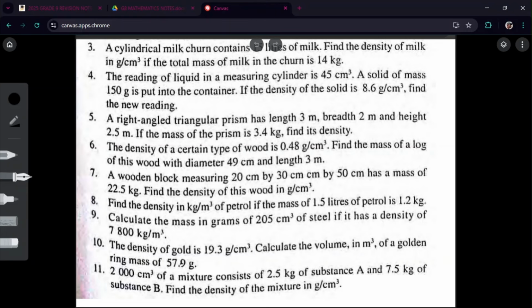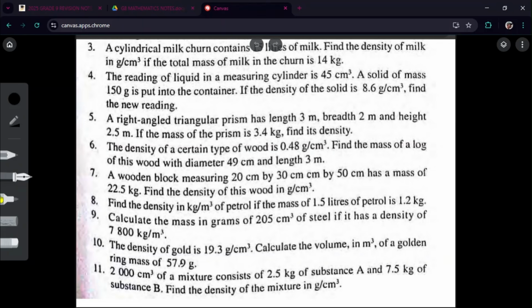So you have 2,000 centimeters cubed of a mixture consists of 2.5 kilograms of a substance A and 7.5 kilograms of a substance B. Find the density of the mixture. So look at that again, that we have 2,000 centimeters cubed of a mixture contains 2.5 kilograms of substance A and 7.5 kilograms of substance B. Find the density of the mixture.